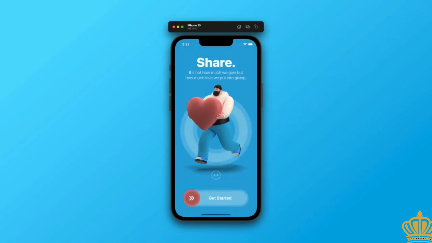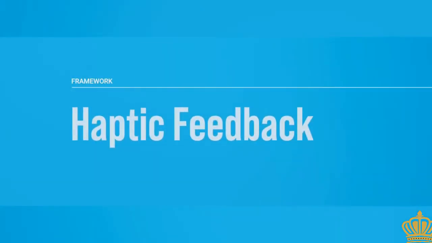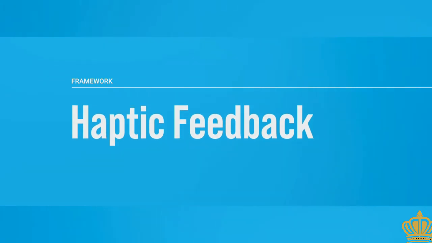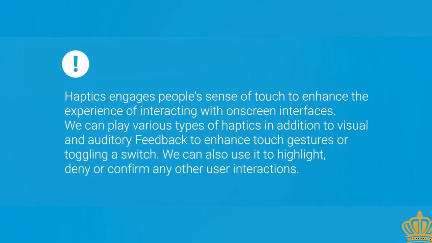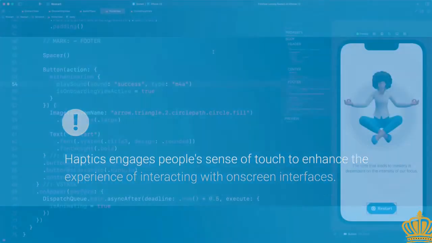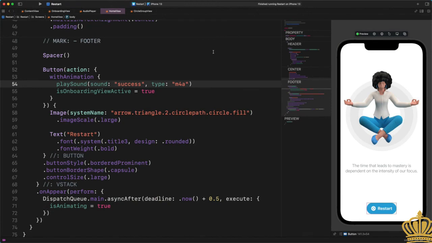After adding the sound effect feature to this application, we can work on the last feature before we call it a day. Haptic feedback. Haptics engages people's sense of touch to enhance the experience of interacting with on-screen interfaces. We can play various types of haptics in addition to visual and auditory feedback to enhance touch gestures or toggling a switch. On top of that, we can use it to highlight, deny, or confirm any other user interactions. Now let's see how we can utilize haptics in this application.